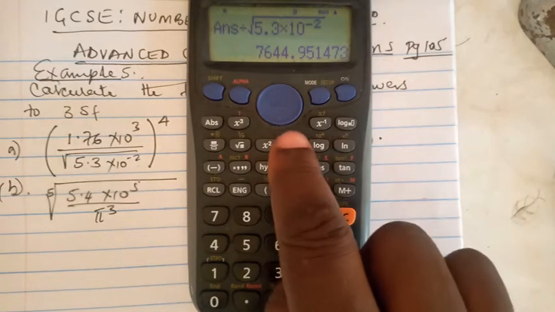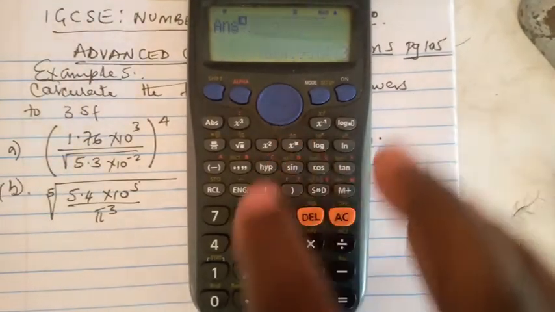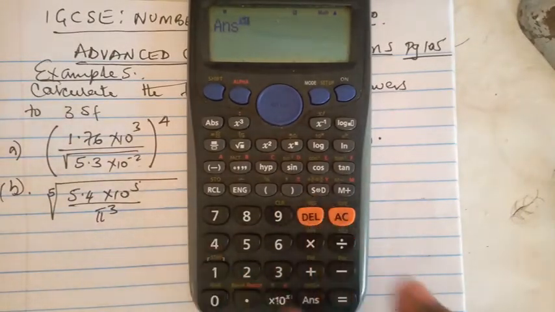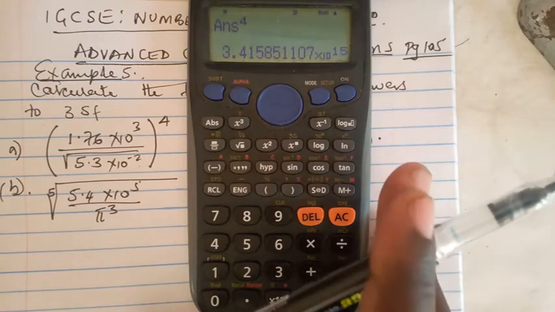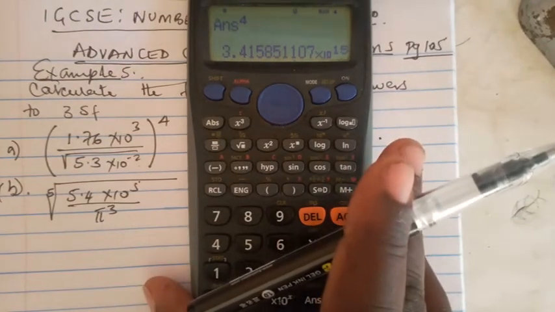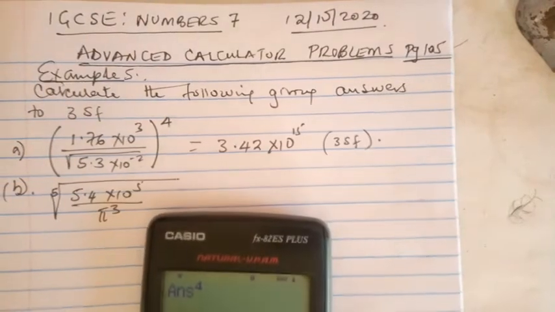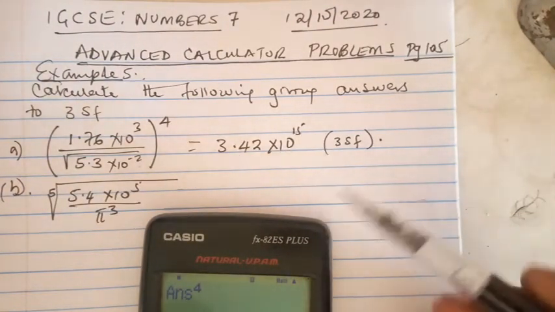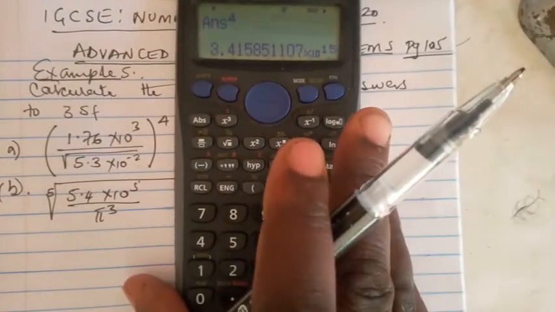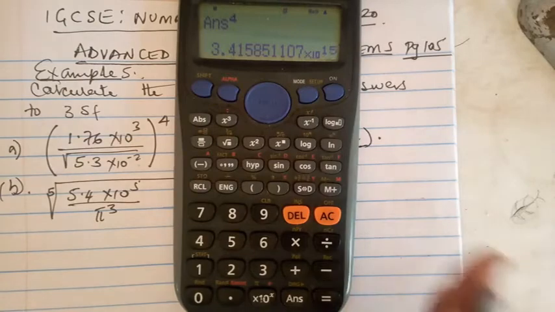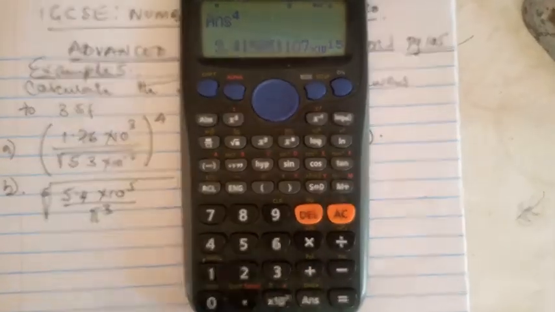That means you press this button, raised to power, answer raised to power 4, then you press equals to, and there you are with your answer 3.42 times 10 raised to power 15, and that is just the solution that you have had. This is 3.42 times 10 raised to power 15 to three significant figures. The moment you're through with that, you now go to probably part B.